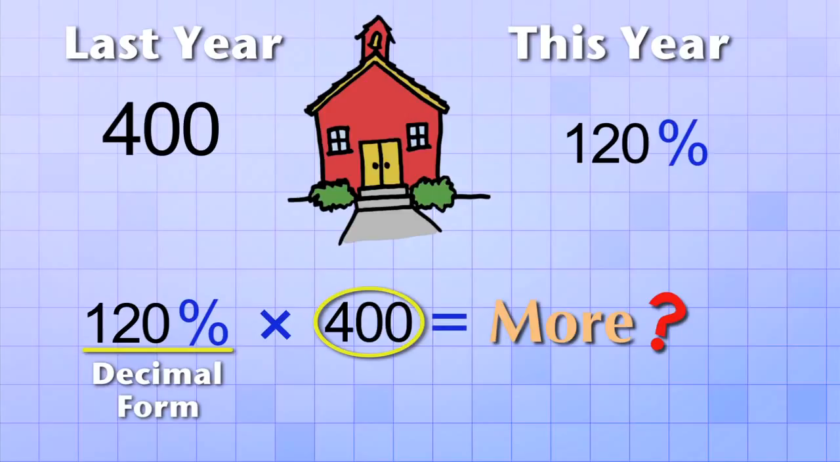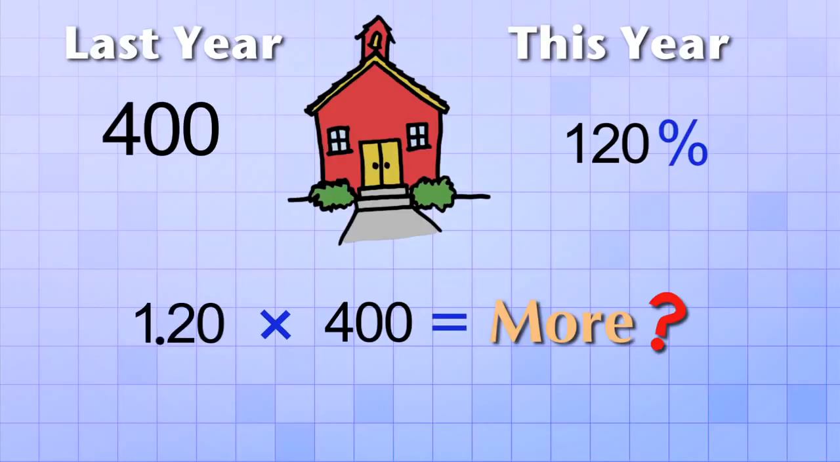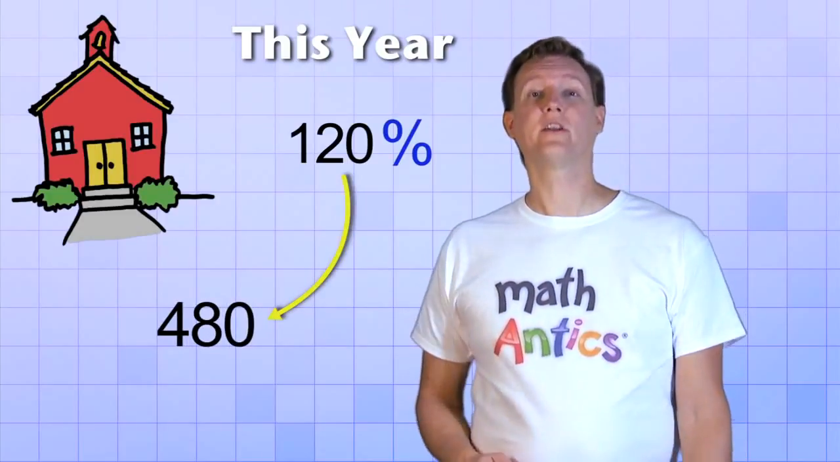Let's use the decimal form again. To get the decimal form of 120%, we move the decimal point over 2 places to the left, and we get 1.20. So we multiply 1.20 times 400, which gives us 480. So this year, there's 480 students at school. All right then, that's how you find the percent of a number.